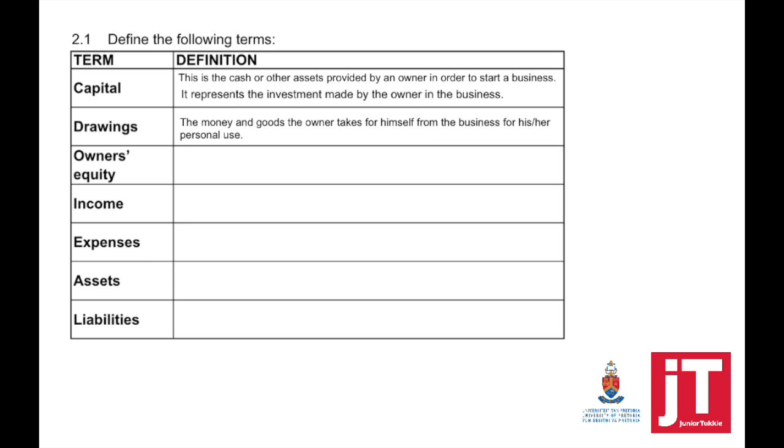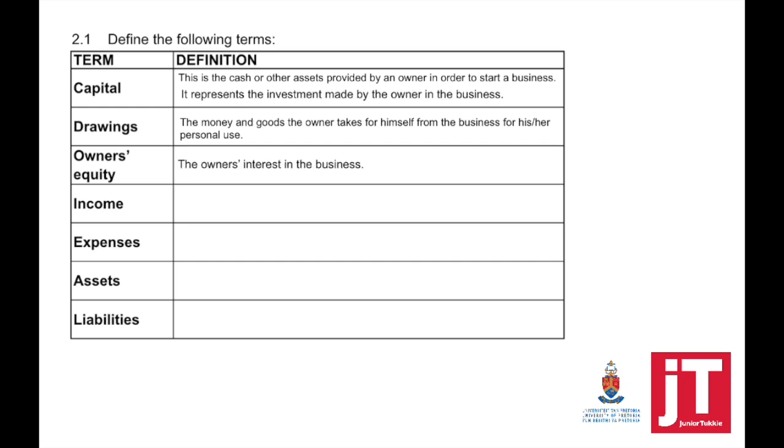Drawings: the money and goods that the owner takes for himself from the business for his or her own personal use. Again, we apply the business entity principle. Anything that the owner takes for personal use must be shown as drawings. It is not a business expense. If the owner pays for his own personal insurance or his own personal telephone account, it's not a business expense. It's a personal expense and must be shown as drawings.